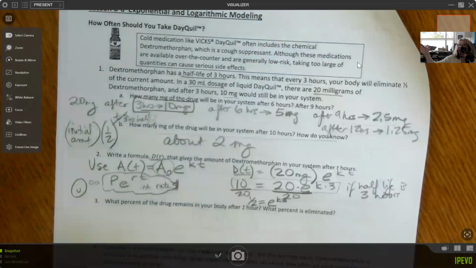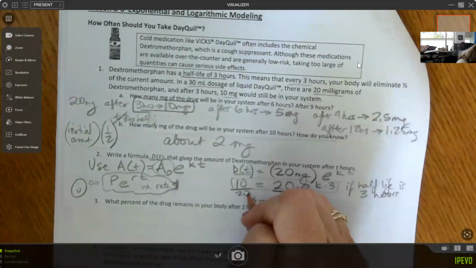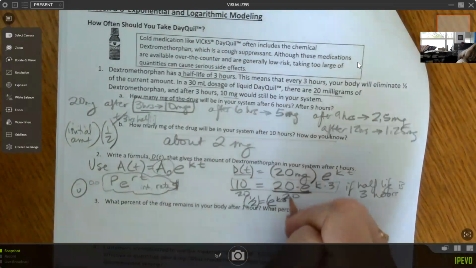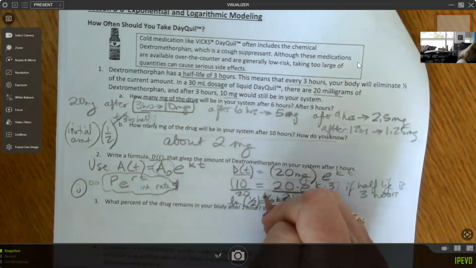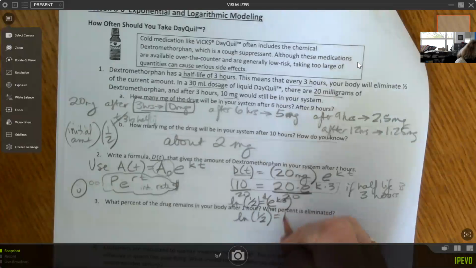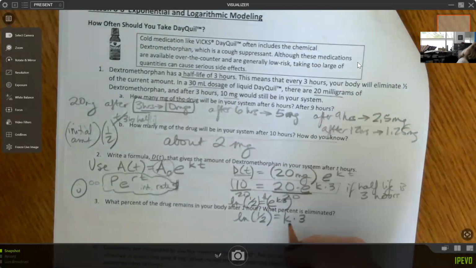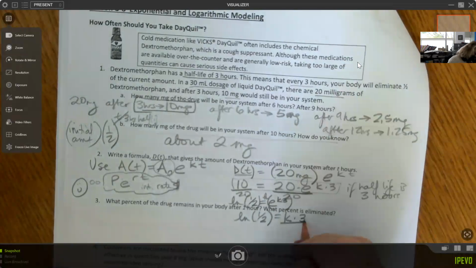Okay, we're good with that. Now I'm going to take the natural log of both sides. The reason I do that is this side will just be k times 3. So I take the natural log of both sides. Now I've got the natural log of 1/2 equals k times 3. I'm trying to figure out what k is, so I divide both sides by 3.